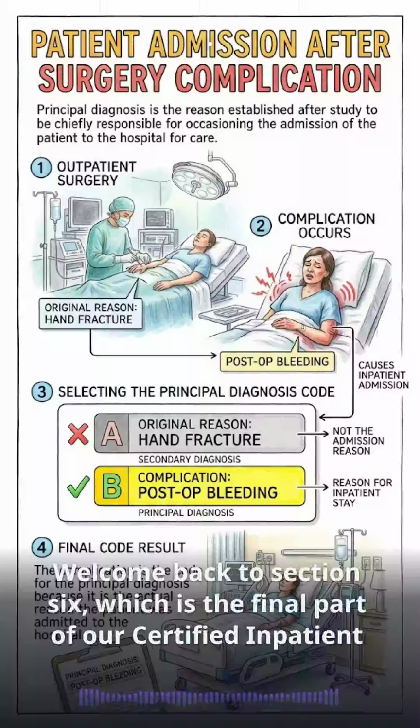We also code epilepsy, which is a condition that causes sudden and repeated seizures in the patient. You must check if the seizures are intractable, which means the medicine is not working very well.